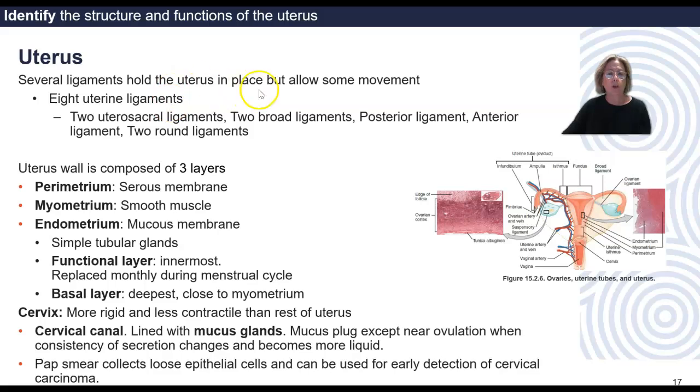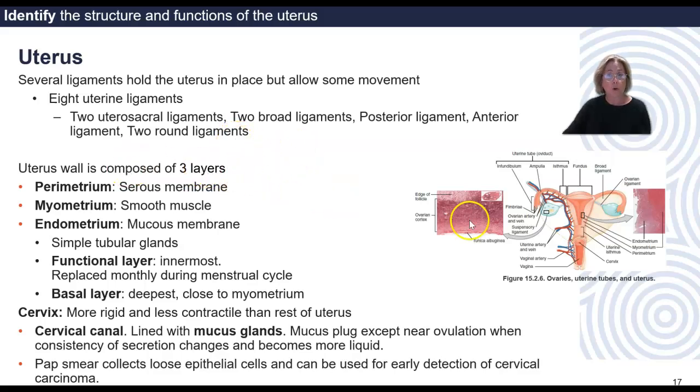Several ligaments hold the uterus in place but allow some movement. There are 8 uterine ligaments. So we have 2 uterosacral ligaments, 2 broad ligaments, a posterior ligament, an anterior ligament, and 2 round ligaments.